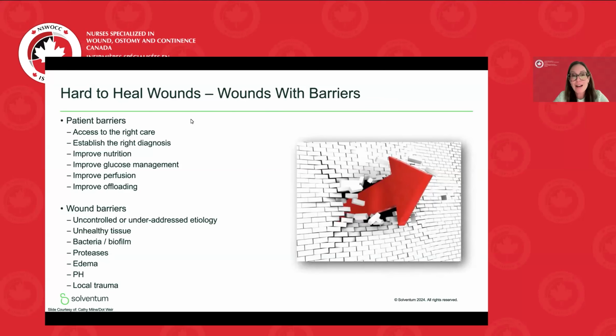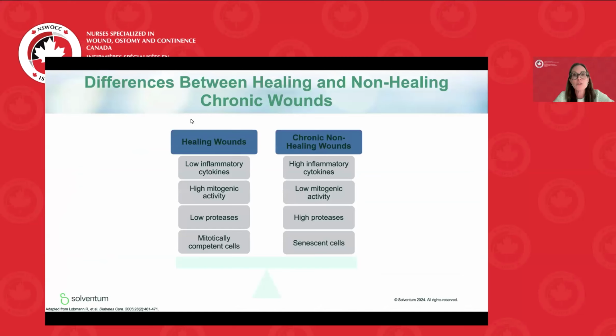So we have to look at a lot of things to really break through that barrier, break through that wall as we're looking to choose the right dressing. We're all pretty familiar with the difference of what's going on locally and in general with a healing wound versus a chronic or hard-to-heal wound. We know that in a wound that's progressing normally throughout that wound healing cascade or trajectory, we're going to see less inflammation. Those cells are going to be able to reproduce and turn over. We're going to have low proteases, and we're going to see those cells continue to reproduce.